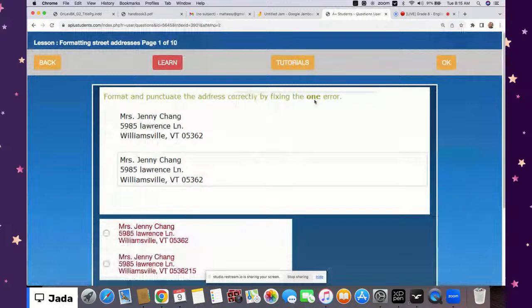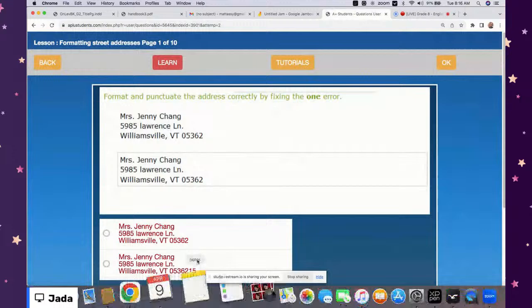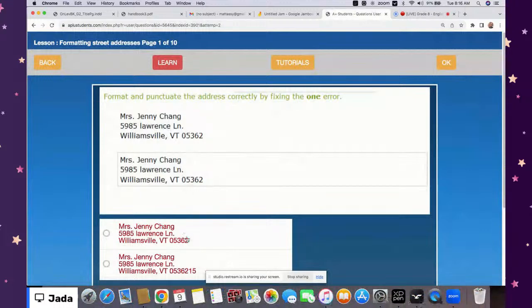So now we have fixing the one error. Now there's an error here, and if we do not know what the error is, we have to look carefully. Where do we have the error? Okay, so it's on the second line. Let's look carefully. But it wasn't corrected. It's both the same. The Lawrence in the second line needs to be in capital letters, but in both options it wasn't corrected.